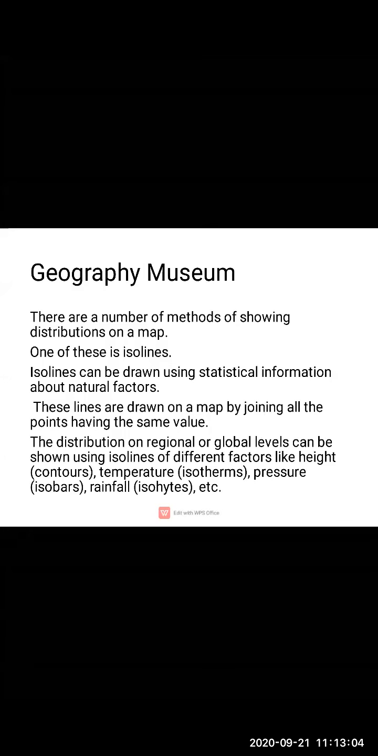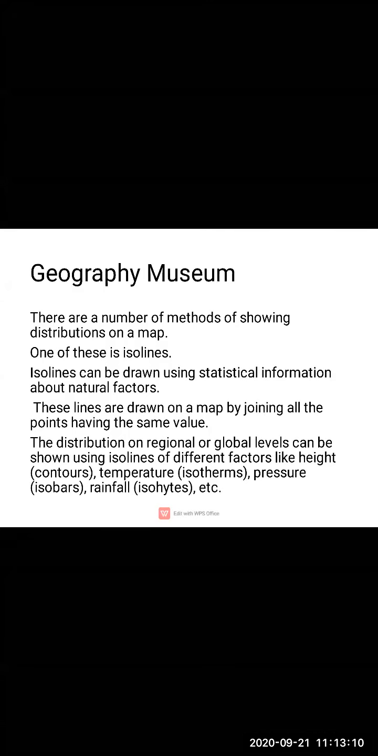So these lines are drawn on a map by joining all the points which have the same value, right? For example, if 2-3 regions have the same temperature, with the help of these lines we can point out the places which have the same temperature. We can join the lines of all the points having the same value on the map.